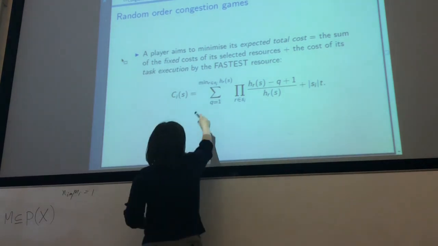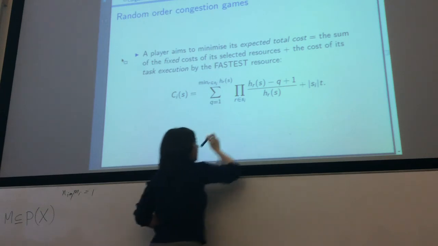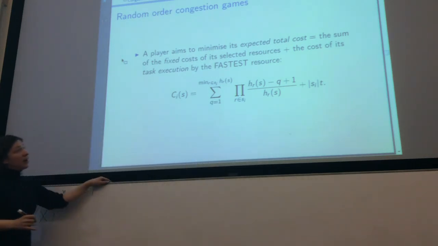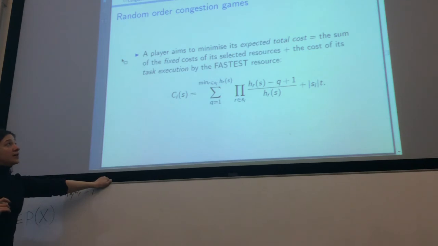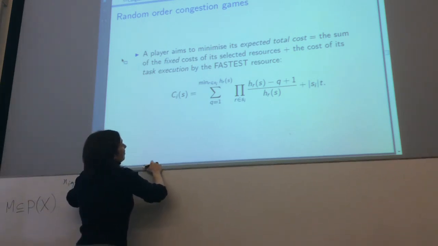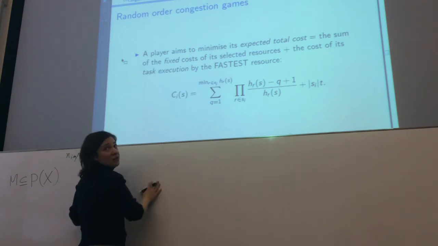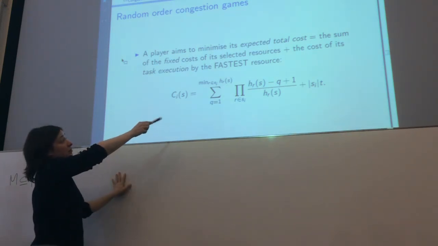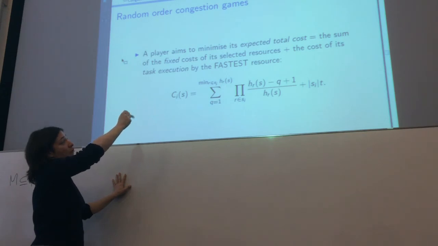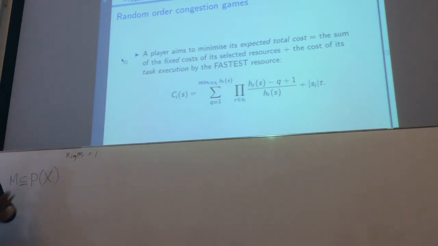And this is the cost of completing your task at the fastest machine. Why is that? Let me say a bit of basics of probability theory. So that's the expectation. That cost would be just your ordering number on a given machine. So that's the expectation of your ordering number on the fastest machine.